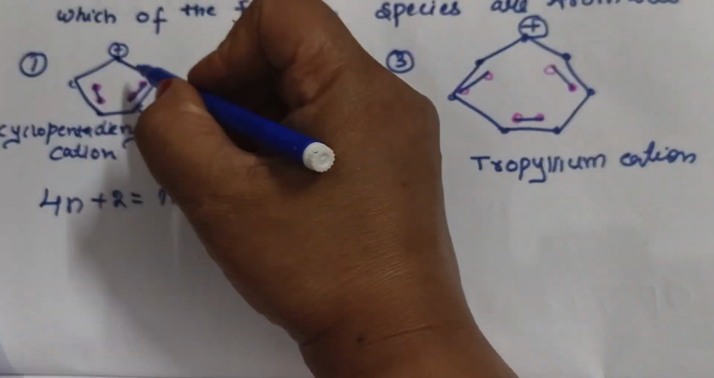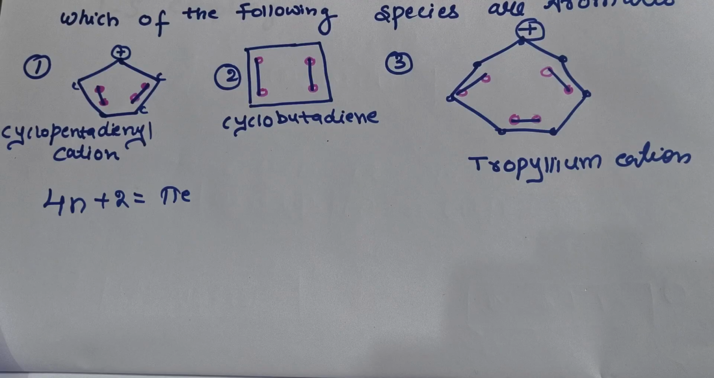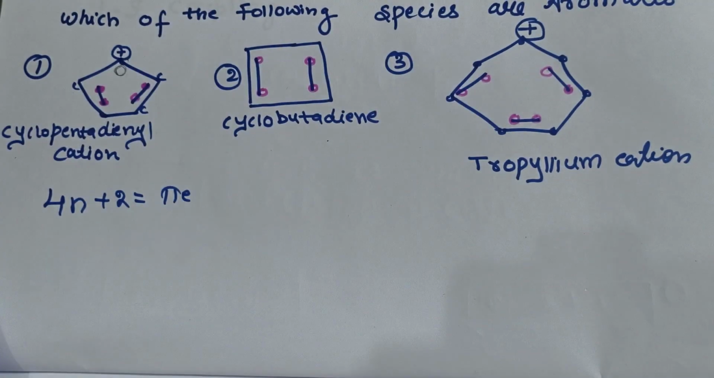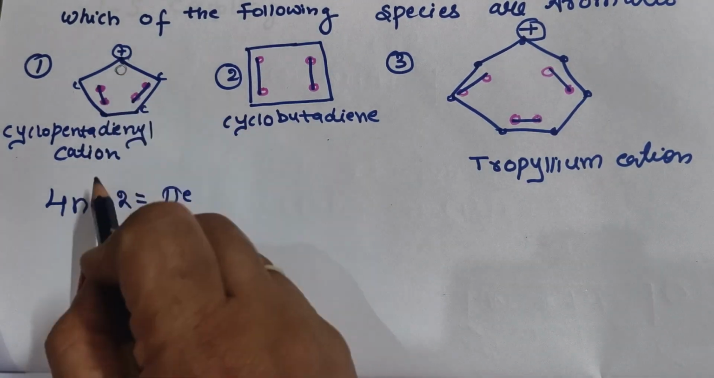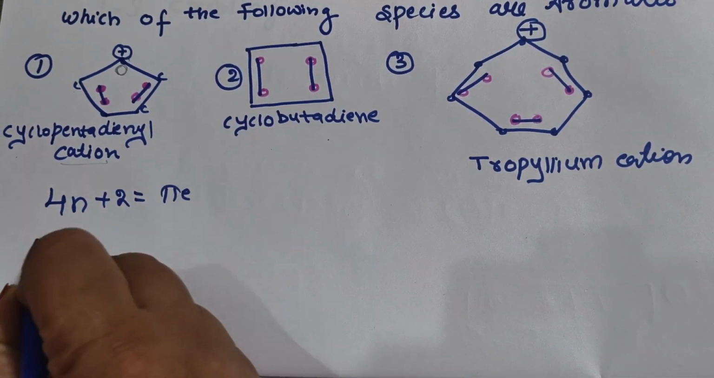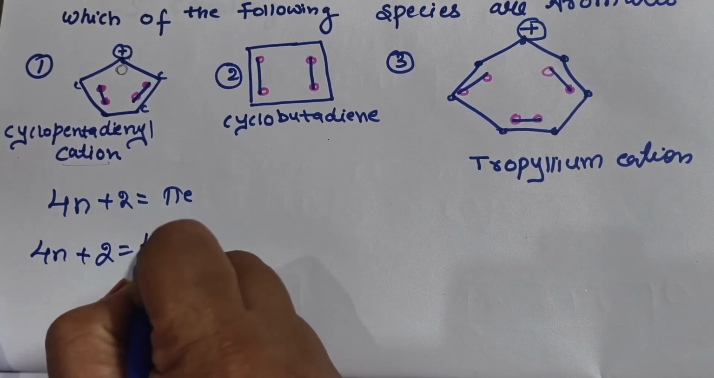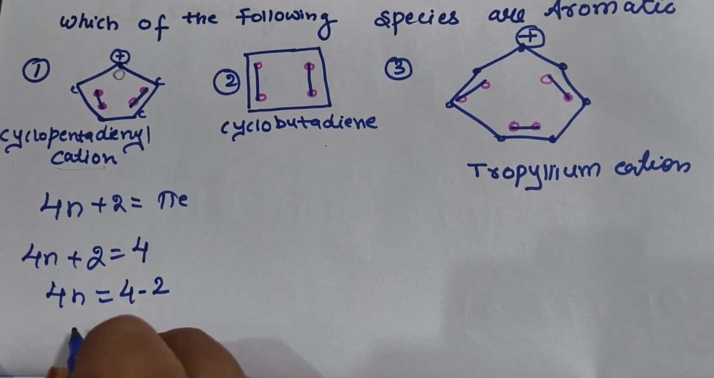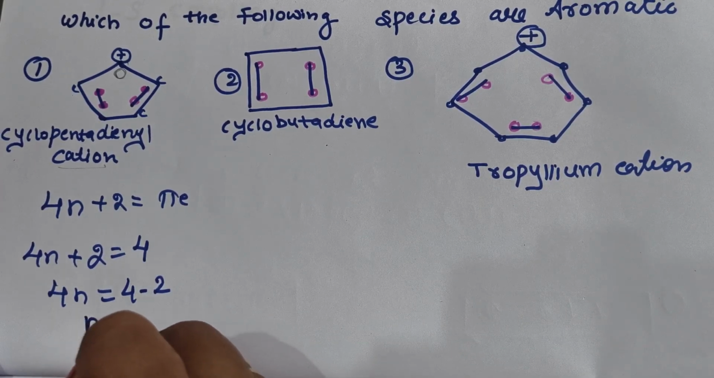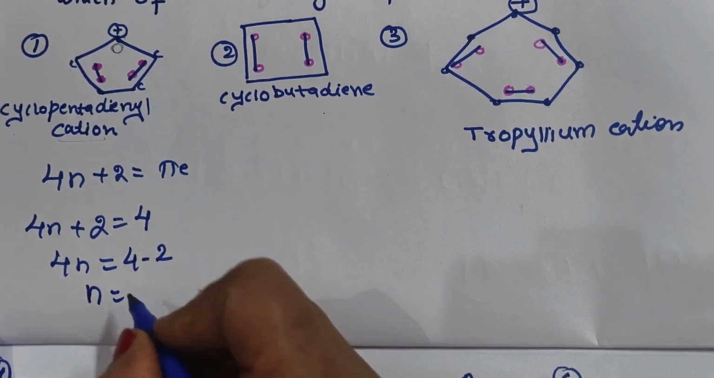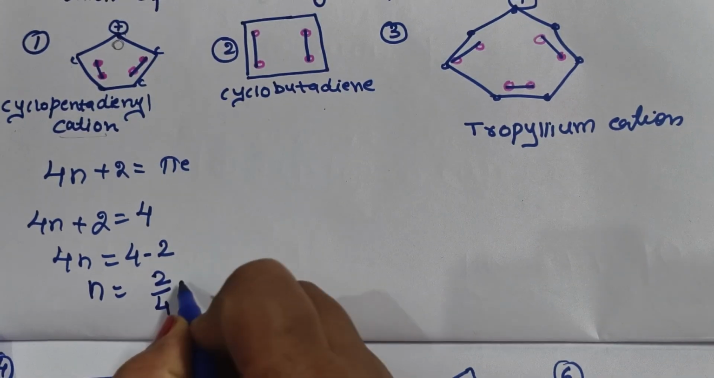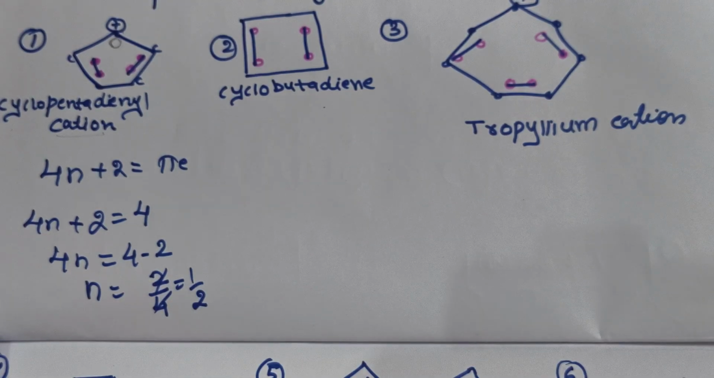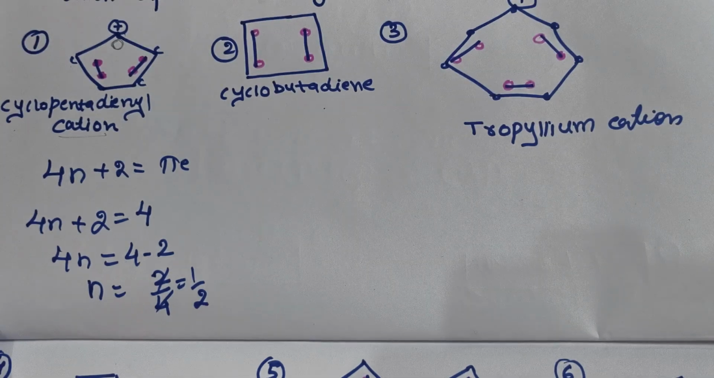What does the positive charge mean? This fifth carbon atom has taken its one electron out of the ring, because it is positive. Positive means it has donated one of the electrons, so it is a cation. Okay, so now we can say 4n plus 2 equals 4, and when we solve it, 4n equals 4 minus 2. So what will you get here? n equals 4 minus 2, which is 2, by 4, so you get 1 by 2. It means that you are not getting a whole number, you are getting a half value. It means that this compound is non-aromatic in nature.